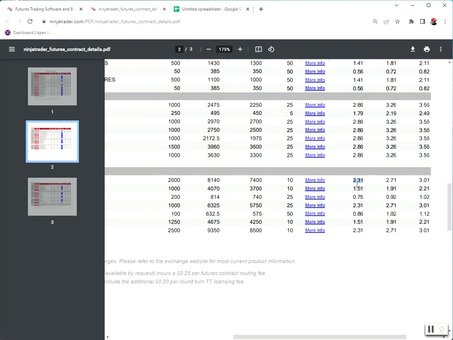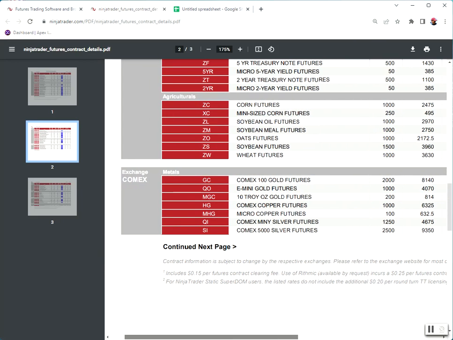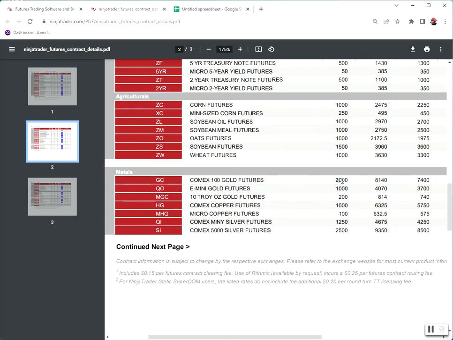Round trip will be $4.62, and then so on and so forth, just double it. So that's gold. That means you have to have $2,000 at least in the account to trade one contract for gold.